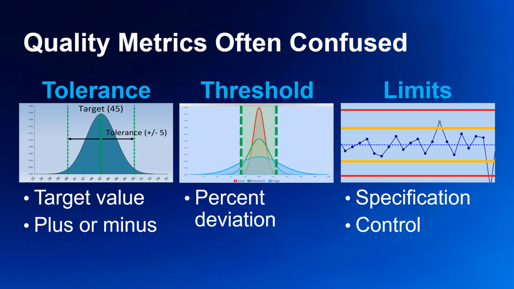To sum it up, we find tolerances around the target quality requirement with a plus or minus value. Variance thresholds are a percentage deviation that marks when to investigate or intervene, and limits are usually expressed in lines at specified values on a control chart.